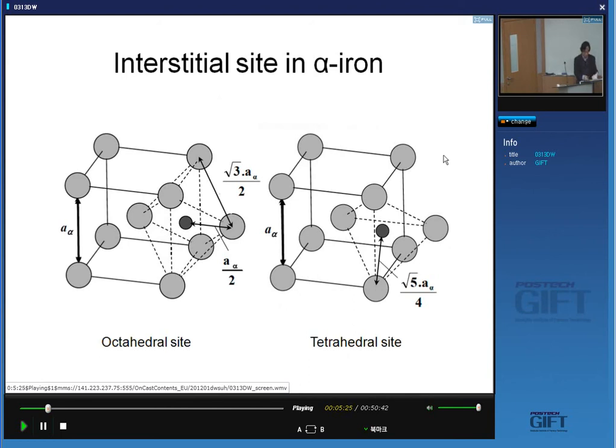As I mentioned, there are several kinds of interstitial site. In FCC iron and BCC iron, there are two kinds of interstitial site. One is the octahedral site, and the other is the tetrahedral site. Octa means eight, right? Hedral means face. So the interstitial site which is surrounded by eight faces. So what will be the octahedral site in BCC iron?